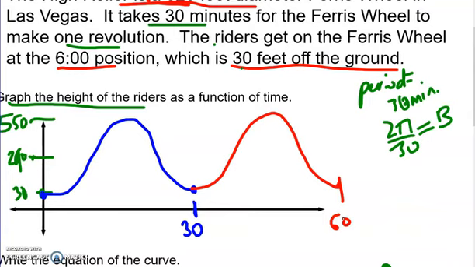This is a really good graph, and it gives us a lot of information. It tells us that the center line we're dealing with is 290. It shows that the minimum is 30 and the maximum is 550, so our amplitude in this case is 260. Our amplitude really matches the radius of this Ferris wheel. It's going 260 above and 260 below, and we have the period here.